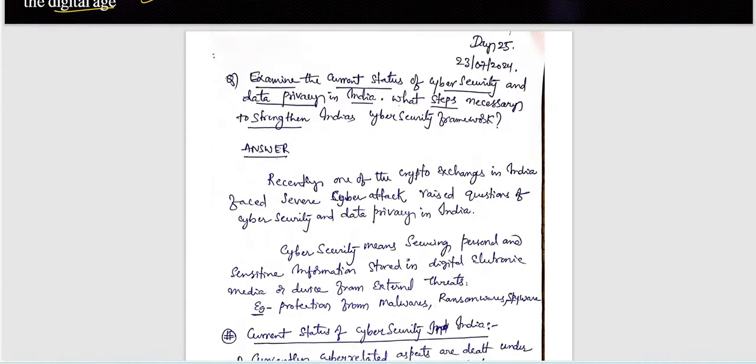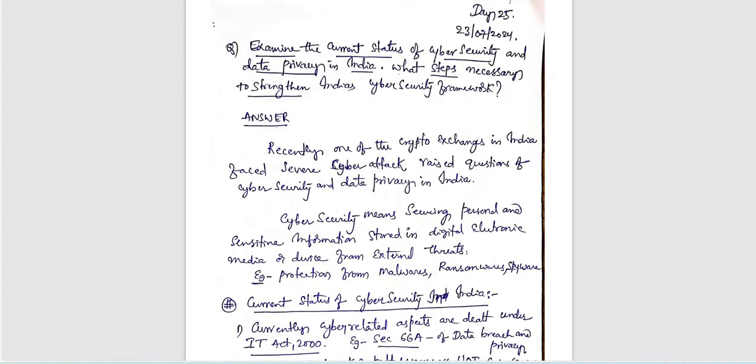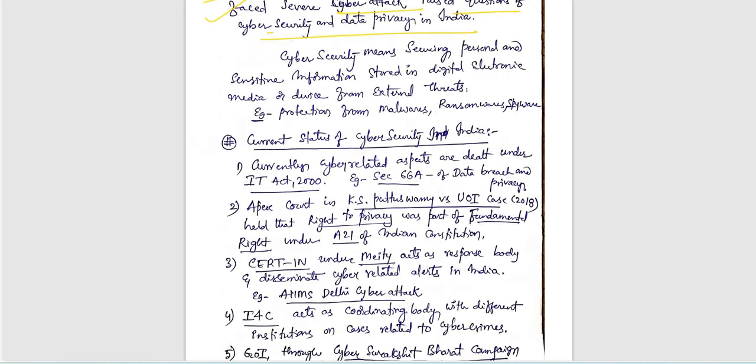So let's check today's answer written by Vidyasagar. Recently, one of the crypto exchanges in India faced a severe cyber attack, which raised questions of cyber security and data privacy. Very good, a recent current affairs introduction is included here. Next, he has defined cyber security and data privacy also here, for example protection from malwares. He has given some examples also.